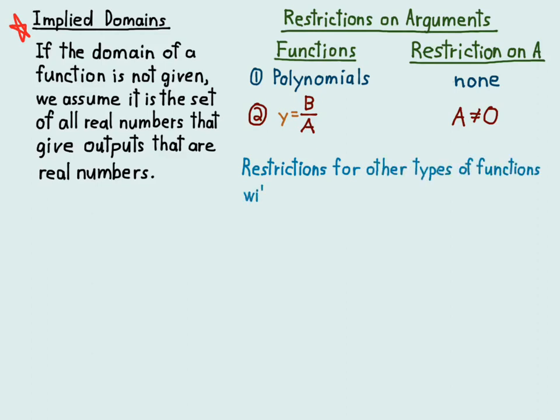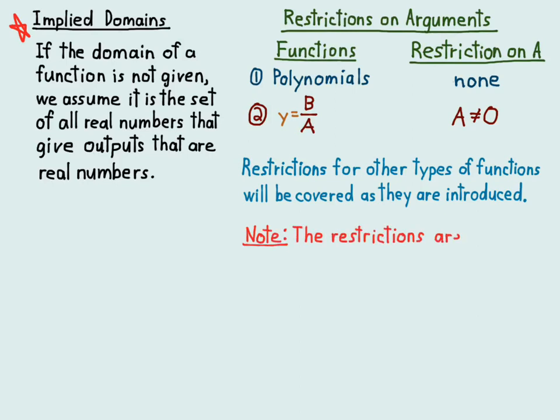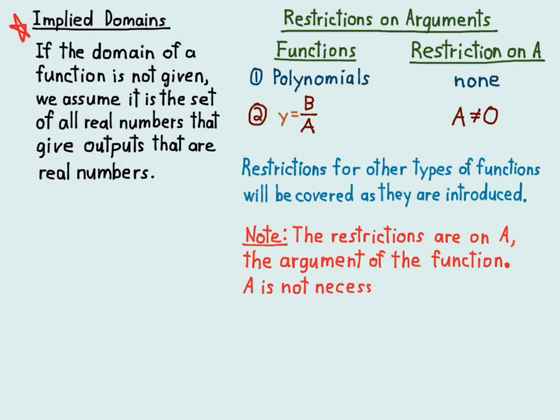So the restrictions for other types of functions will be covered or introduced as the other types of functions are introduced. So when we learn about logarithm functions, we'll learn about the restrictions on the domains of logarithm functions. Same thing with exponential functions, same thing with square roots and cube roots, things like that. But right now we're just doing these two types. Okay, the restrictions are on a. I already mentioned this. The restrictions are on a, the argument of the function. A is not necessarily the input x.